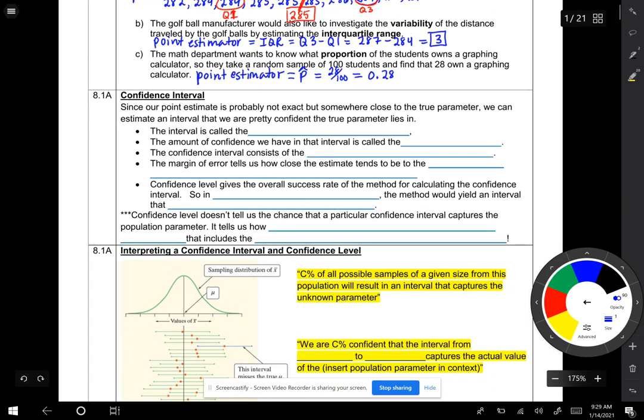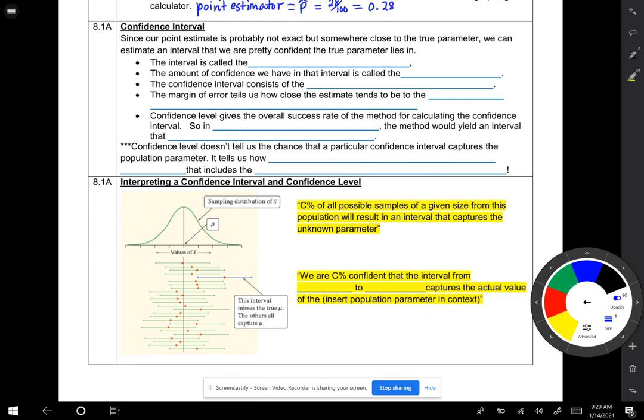Now, those are going to come into play with confidence intervals. So that's our next topic. Since our point estimate is probably not exact, but somewhere close to the true parameter, we can estimate an interval that we are pretty confident the true parameter lies in. This interval is known as the confidence interval. The amount of confidence we have in that interval is called the confidence level.